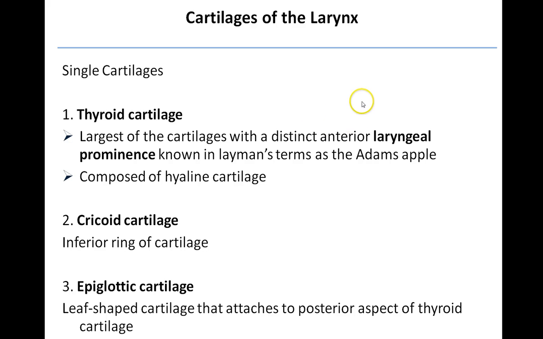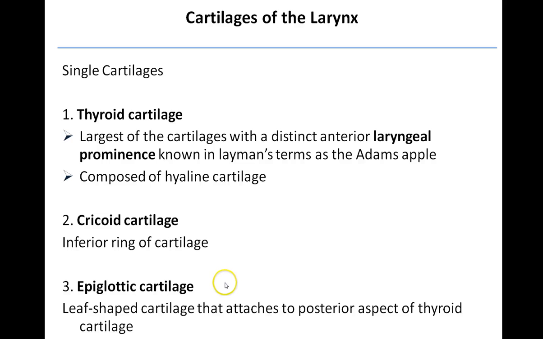This has a distinct anterior prominence, the laryngeal prominence, which we refer to as the Adam's apple. Typically that's larger in males. This is composed of hyaline cartilage. Inferior to that is the cricoid cartilage, and once again that is composed of hyaline cartilage. The epiglottic cartilage attaches to the posterior aspect of the thyroid cartilage, and it is made of elastic cartilage.